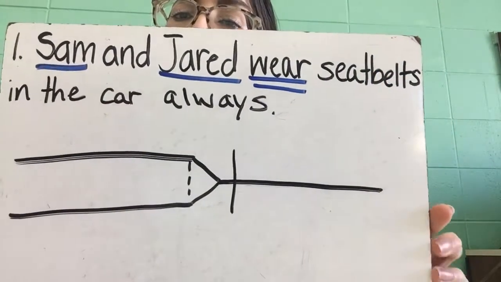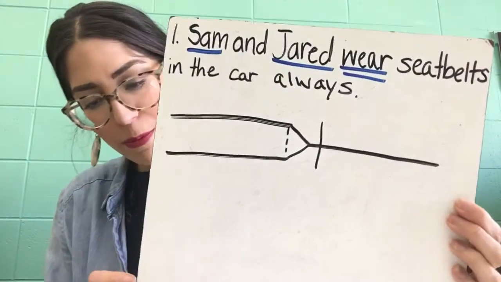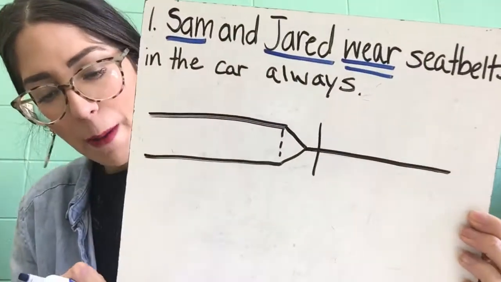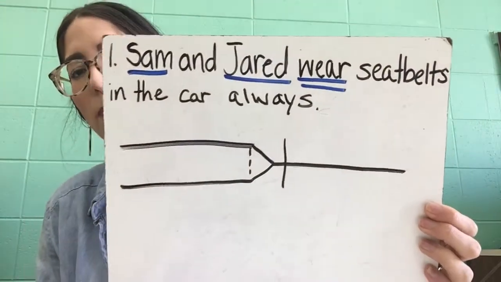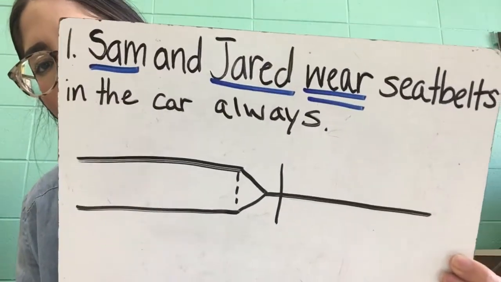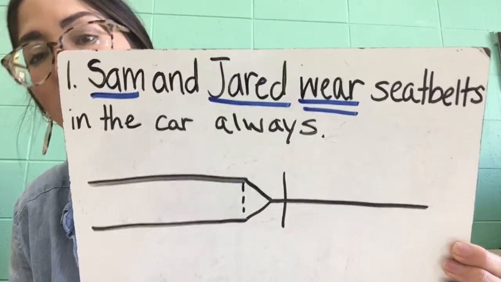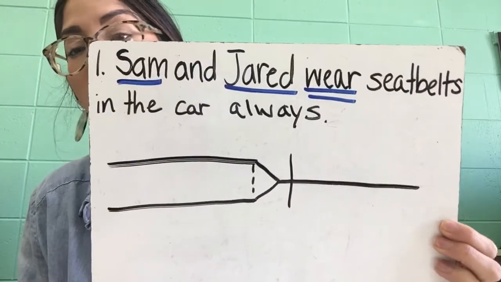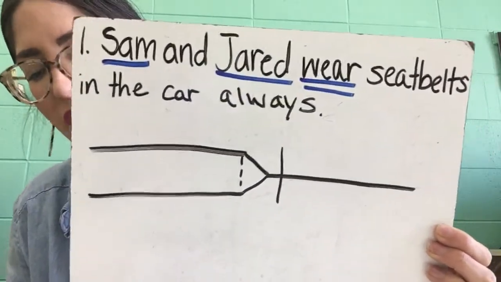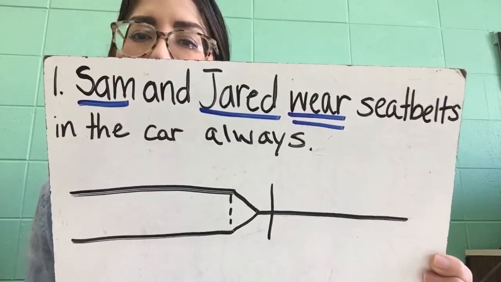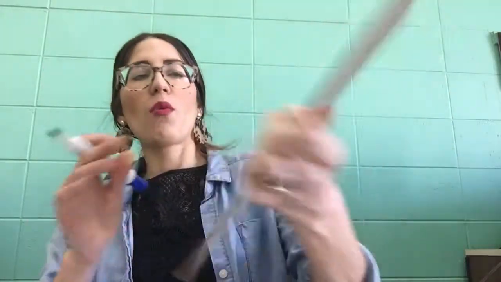Now, what is my verb? That's right, wear. It shows the action. We underline that 2 times. Very good. Wear is the verb. And then what is my adverb? So how does he wear it? Or when, or how often? Not when. It's how often, right? So how often does he wear the seatbelt? How often? Always. Very good.